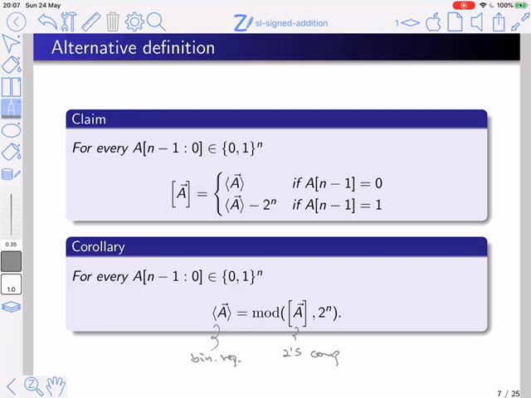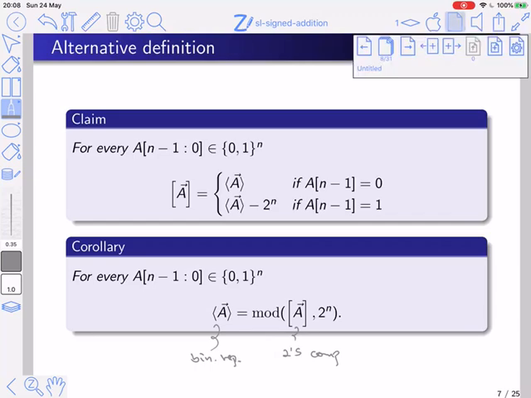Okay, so we have an alternative definition of 2's complement representation based on the most significant bit. As a result, we see immediately that for every binary string A, either the number represented by A in binary representation and the number represented by A in 2's complement representation are the same, or their difference is 2 to the n. Namely, the number represented by A in binary and the number represented by A in 2's complement have the same remainder when divided by 2 to the n.